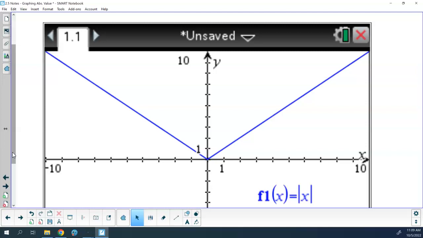Now, it can be a right side up V, or it can be an upside down V. We'll get into that momentarily. But it's a V always. It is not an X. It's a V.